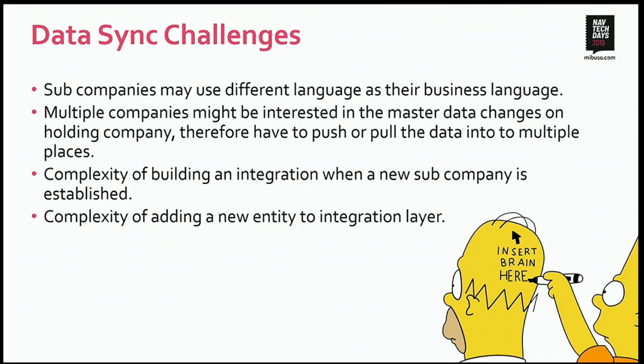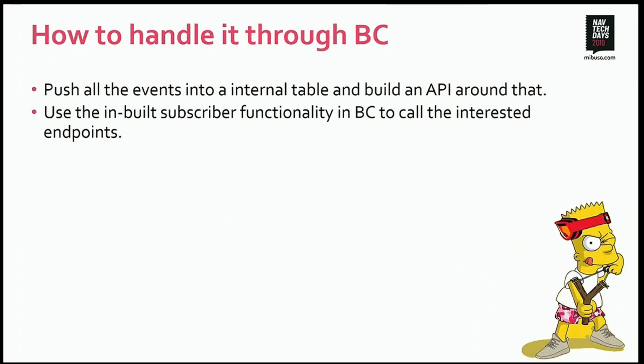So do you have to spend the entire amount of time again, or is there a more agile way to address this? So those are the challenges that we face. And there are a couple of ways to handle it in BC without using any other outside technologies. One is push event into the internal table and build an API within Business Central, and then ask the subsystems to call this and take the data from there.